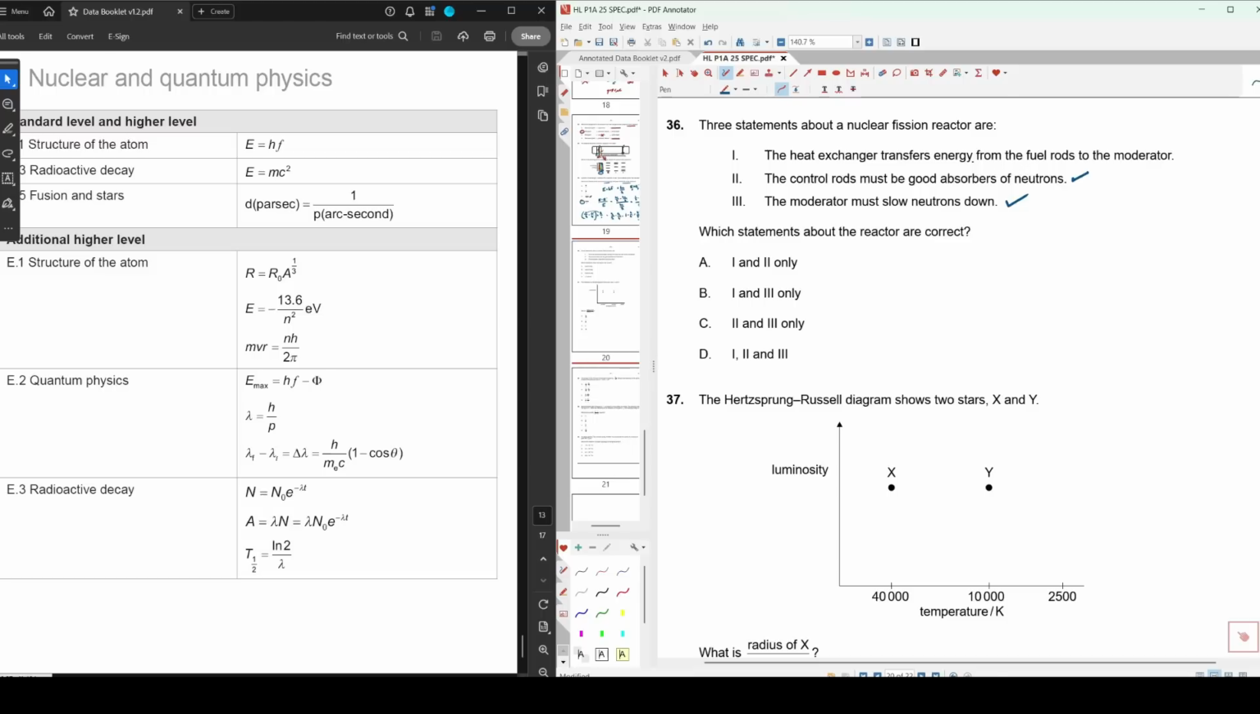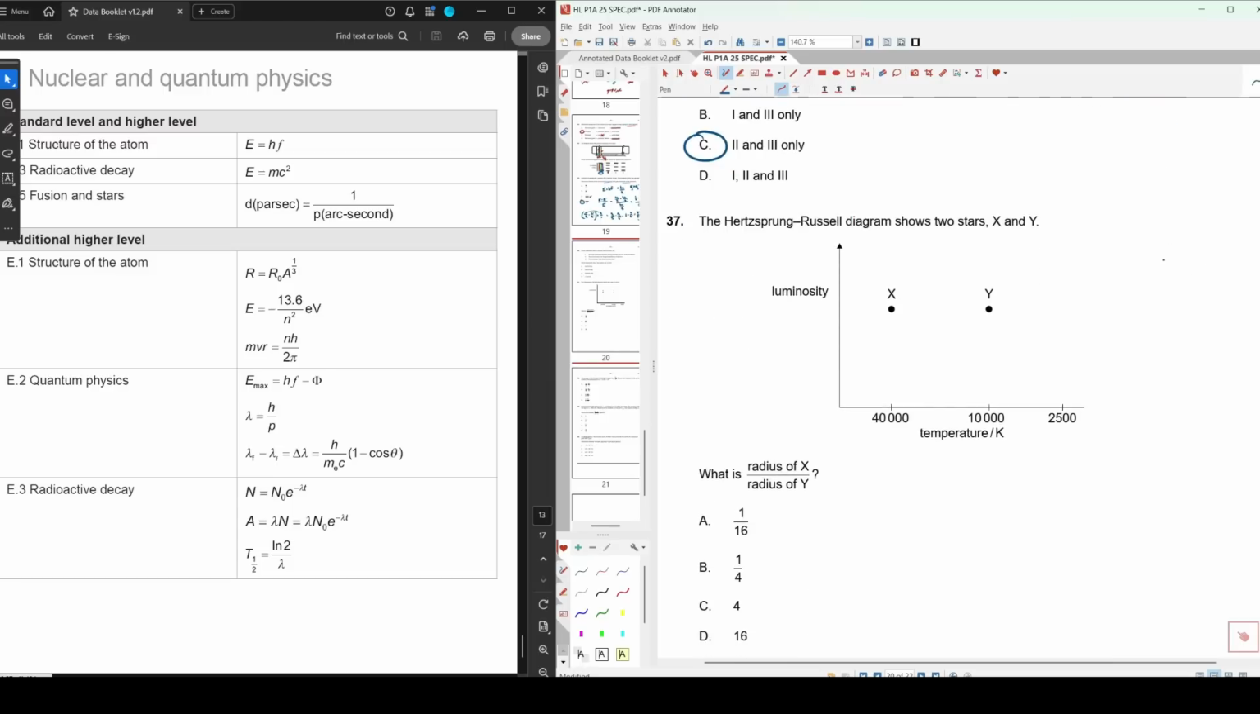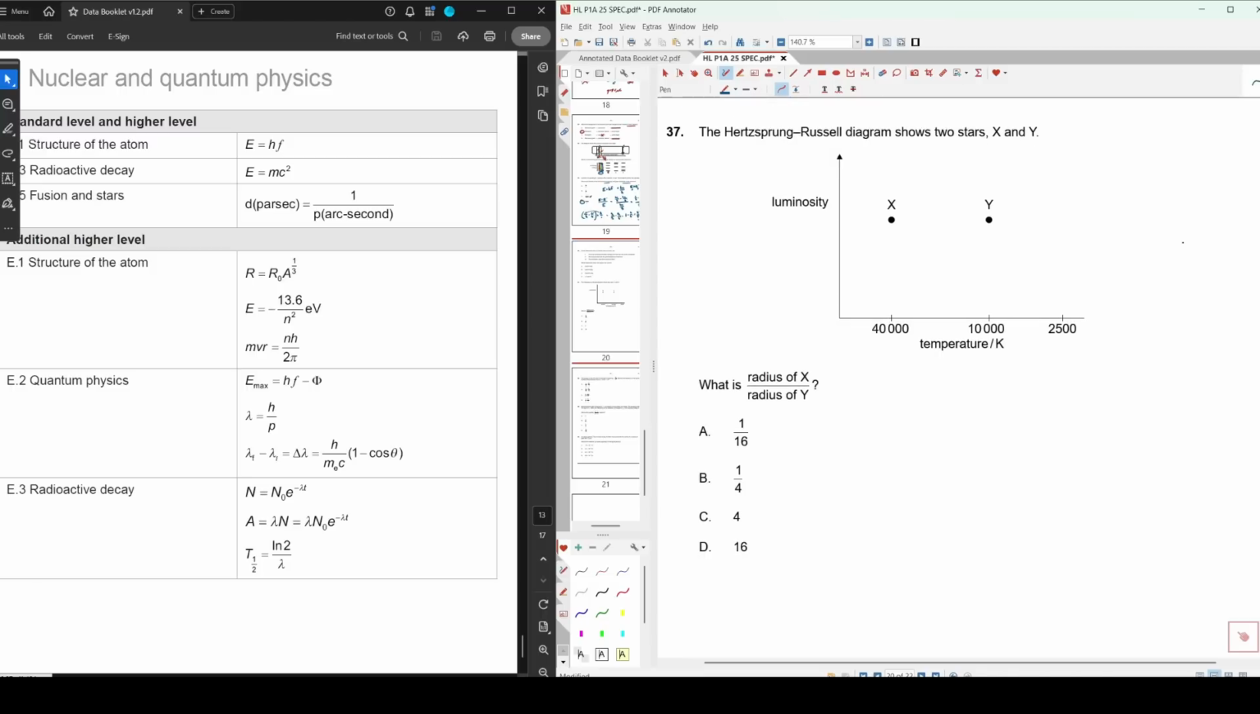I don't think A. The heat exchanger transfers energy from the fuel rods to the moderator. No, we want to transfer it to water that's not in the reactor. You don't want to heat up the water in the reactor. You're heating up water outside the reactor to boil it more or less and make steam and turn a turbine. So I'm thinking this is going to be C. A sounds kind of close, but you don't want to do that. Okay.